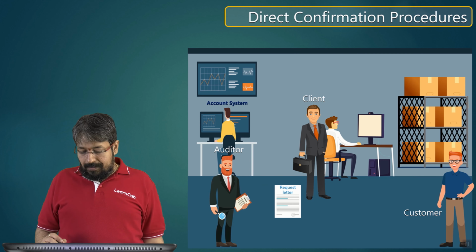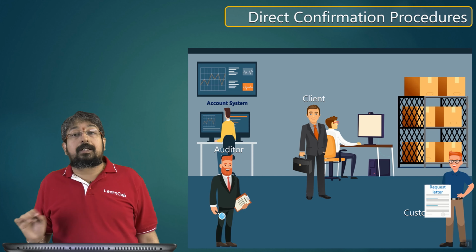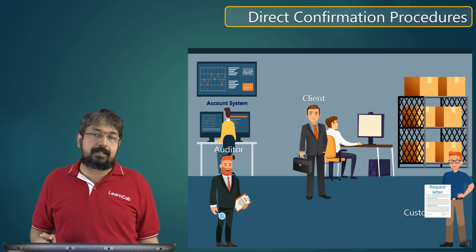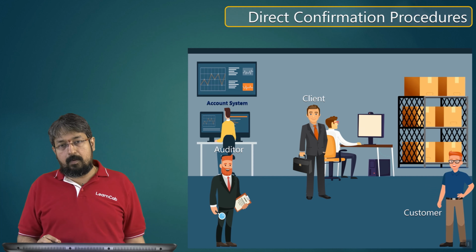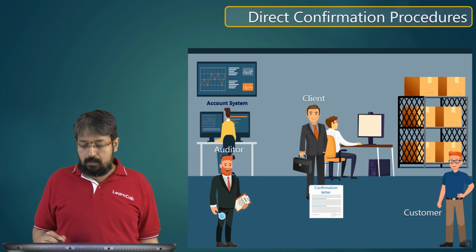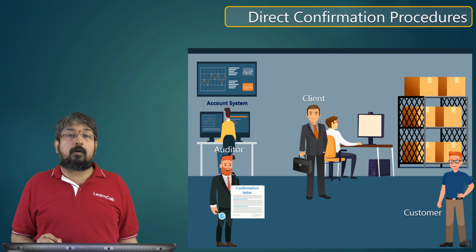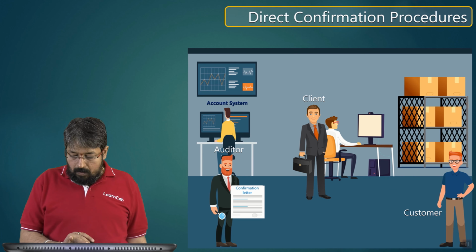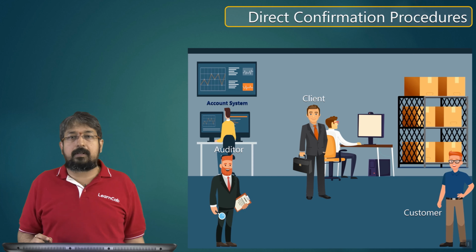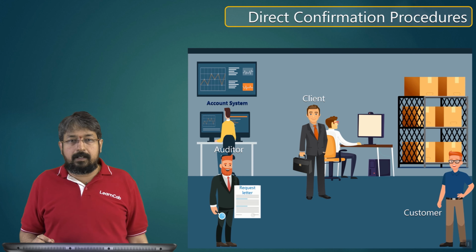And so the request letter, my dear soldiers, should directly go to the customer, and this request letter is of two types. One is the positive form of request letter, the second one is the negative form of request letter. And then the customer will send the confirmation letter back to the auditor. That's how it is. So the auditor will contact the customer, and the customer will respond to the auditor. That's the scenario, my dear soldiers.